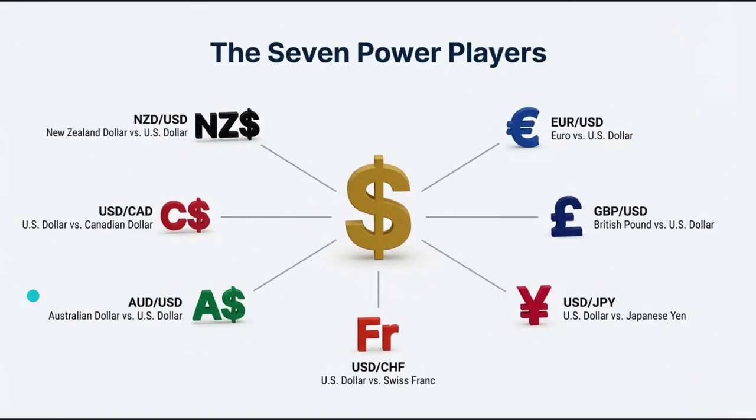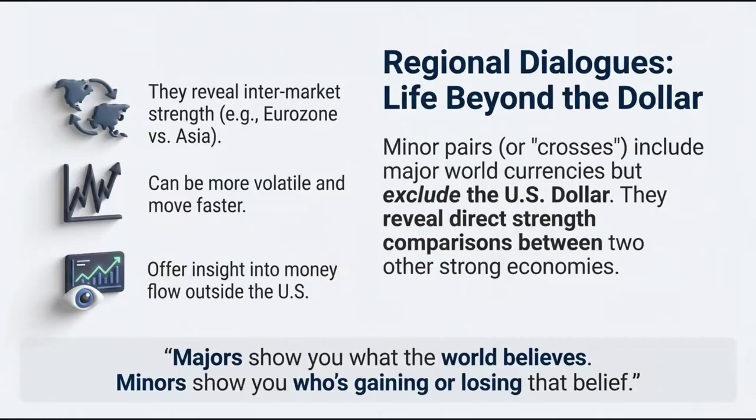Now let's go into the minors. There's going to be a different type of dialogue here. They reveal the inner market strength, like Europe and Asia, what's happening over there with those other countries. They can be more volatile and a lot faster than the US or those major currencies. They really give a lot of insight into what the money flow is like outside of America. Majors show you what the world believes. Minors show you who's gaining or losing that belief.